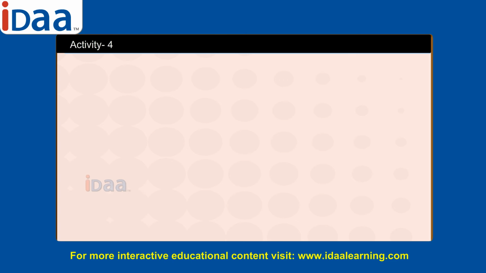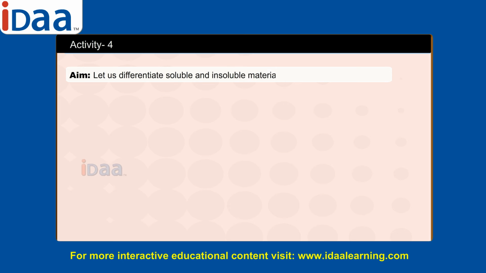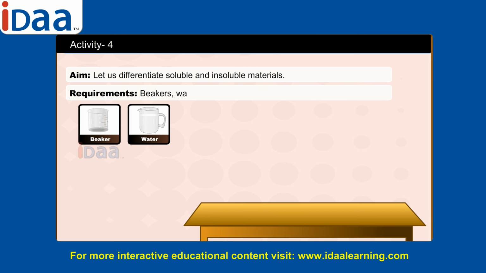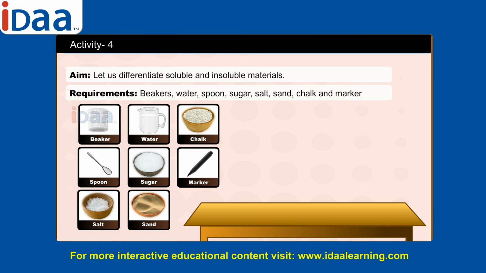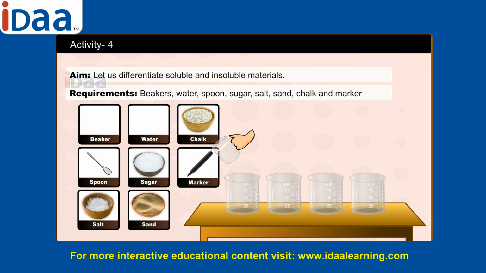Activity 4. Let us differentiate soluble and insoluble materials. Requirements: beakers, water, spoon, sugar, salt, sand, chalk, marker. Take 4 beakers each of capacity 100 ml. Fill 3/4 of the beakers with water.